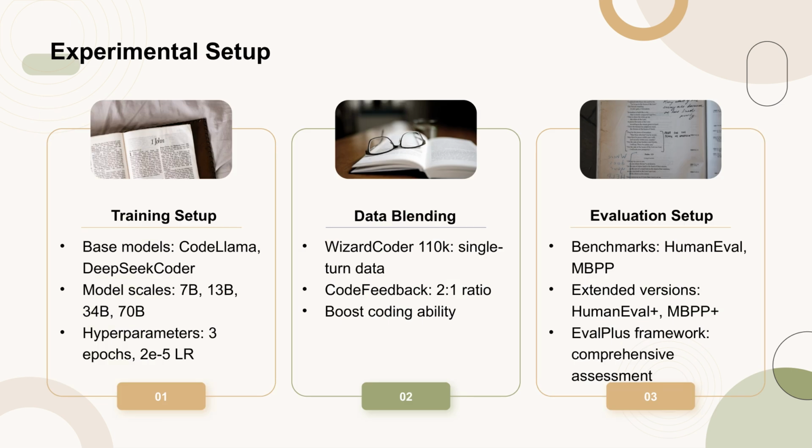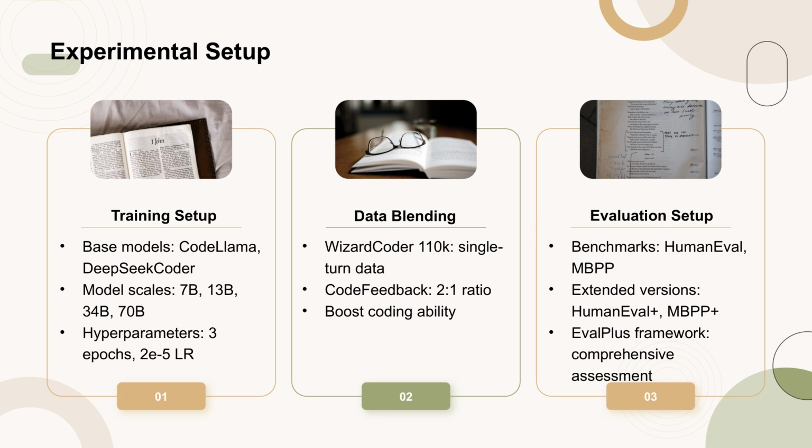The experimental setup involves selecting two base models, CodeLlama and DeepSeek Coder, across various scales to demonstrate the dataset's applicability. These models are fine-tuned for 3 epochs with a learning rate of 2 times 10 to the power of -5 and a warm-up ratio of 0.05. To optimize the fine-tuning process, high-quality single-turn data from the WizardCoder 110K dataset is combined with code feedback at a 2:1 ratio, aiming to enhance coding abilities.